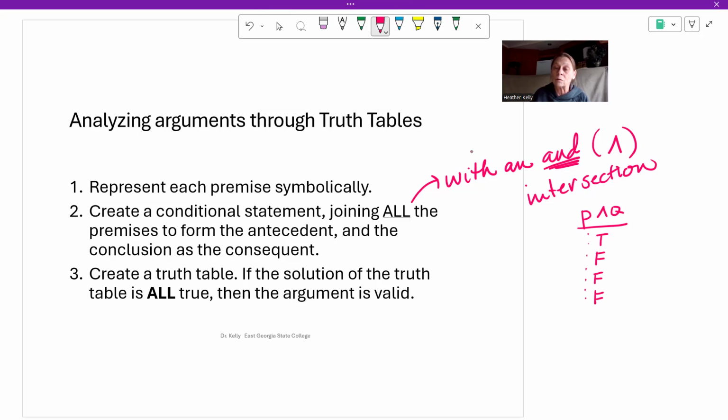Now I feel like I need to write the rest of it, so I'm going to write the rest of it. Okay, so that's what that table would look like. So remember, the only time an and is true is if they're both true. All right, and then we're going to create a truth table. If the solution of the truth table is all true, then the argument is valid. If it throws in that last column one F, then it is an invalid argument.